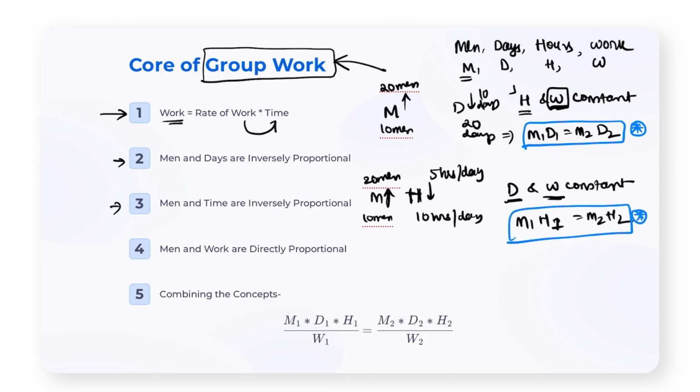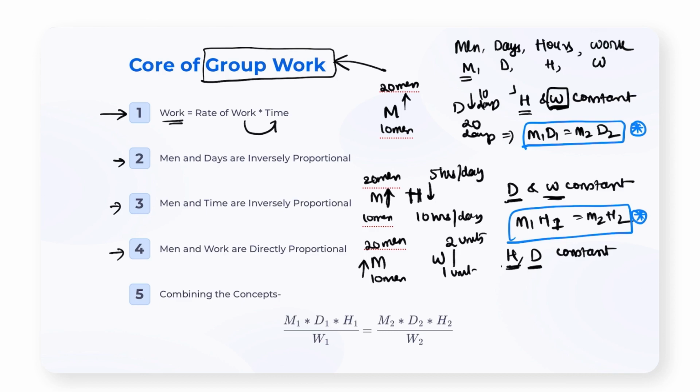And finally, if you think about men and work, say 10 men are able to complete 1 unit of work. But we have also kept the other two variables constant, which is H and D. Now instead of 10 men, if we increase the men to 20, so we have just doubled the number of men, given that the number of hours they work per day and the number of days are also constant, the total work is going to increase and be doubled. Now it would be 2 units of work.